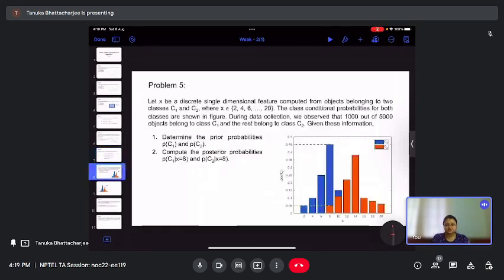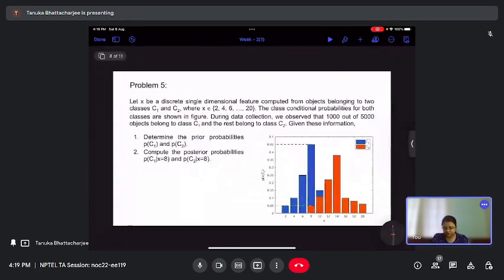So this is the next problem, problem 5. Here, let x be a discrete single dimensional feature computed from objects belonging to two classes, C1 and C2. So we have two classes, and x is an element of 2, 4, 6 till 20. So x can take any even value from 2 to 20. This feature has been computed from objects belonging to two different classes, C1 and C2.